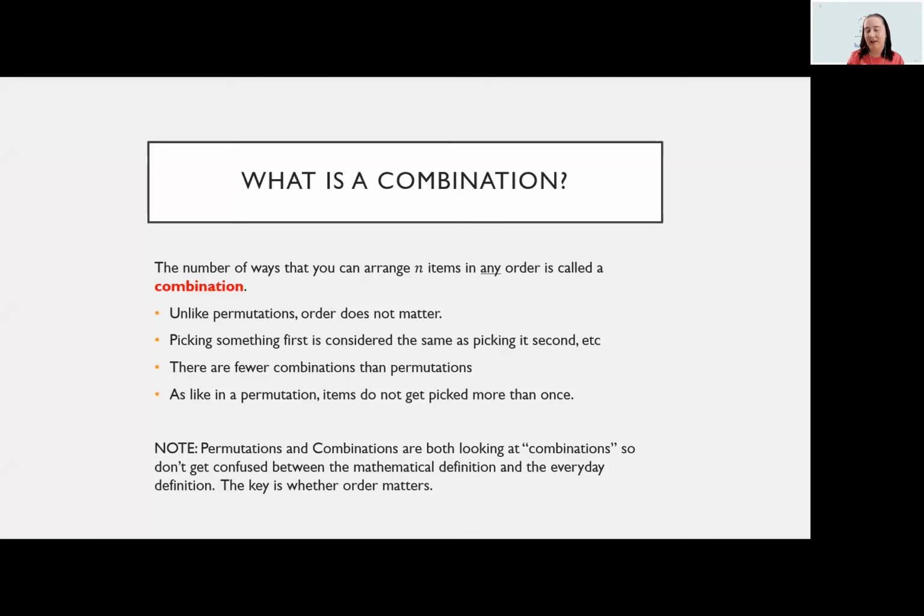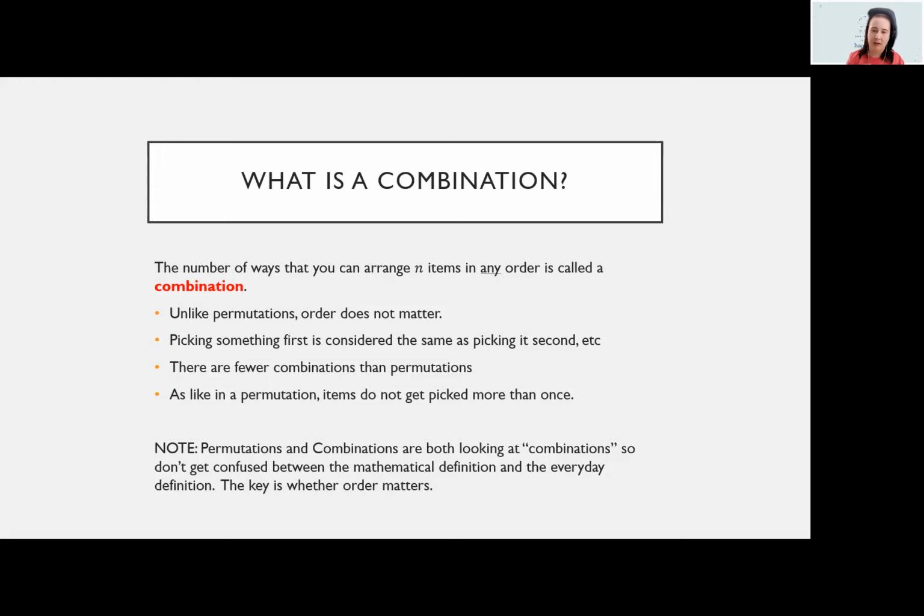So what exactly is a combination? This is the mathematical term combination, because there is the word combination used in English that has a slightly different meaning. So you want to be sure that you're not getting confused between how we use combination in everyday speech and the actual mathematical word combination. The number of ways you can arrange n items in any order, so order does not matter, is called a combination.